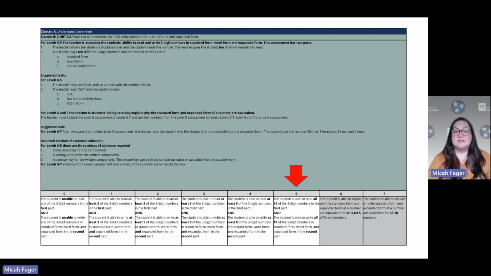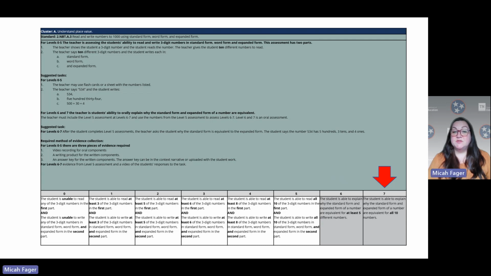If the student is successful at level 5, then you may assess level 6, and the student will give an oral explanation as to why the standard form and expanded form are equivalent. And if the student is able to give that explanation for at least 5 of the different numbers, then the student work receives a level 6. Again, you are using the numbers from your assessment for level 5 to assess level 6 and 7.